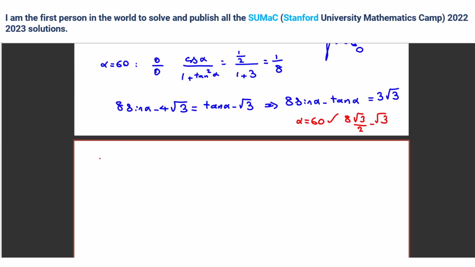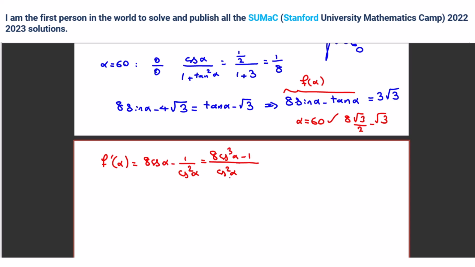Yeah. Okay, so we can consider this function as f of alpha, right? What's f prime of alpha equal to? 8 cosine alpha minus secant squared alpha. Yes, or 1 minus cosine squared alpha, right? So cosine squared alpha times 8 cosine cubed alpha minus 1, right? So the denominator is always positive, right? Because alpha is from 0 to 90, right? What can we say about the numerator?